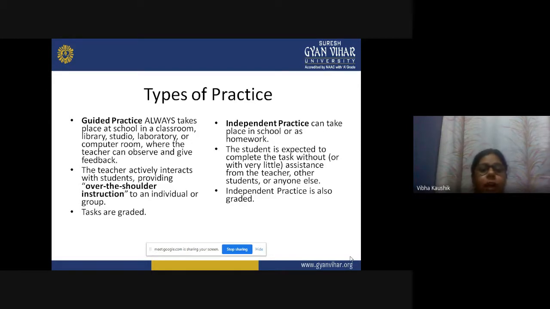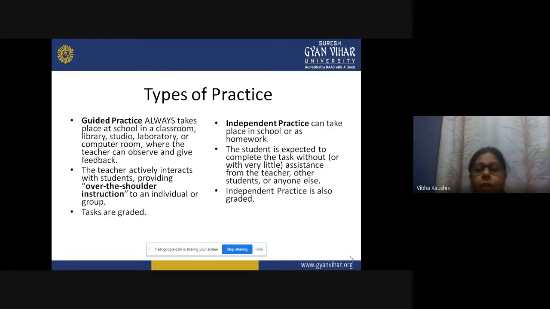The teacher actively interacts with students, providing over-the-shoulder instructions to an individual or group. Tasks are graded, meaning the different tasks that have been given by the teacher have to be graded.